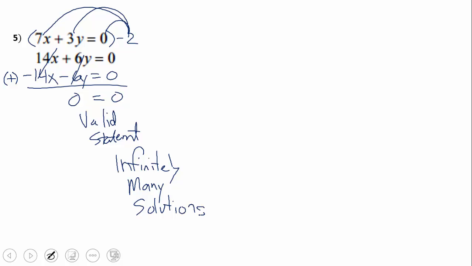Okay? I'm going to do it a second way just to prove it. I'm going to write it in slope-intercept form by moving this 7x to the other side. That gives me 3y equals negative 7x, and then if I divide by 3, I get y equals negative 7/3 x.